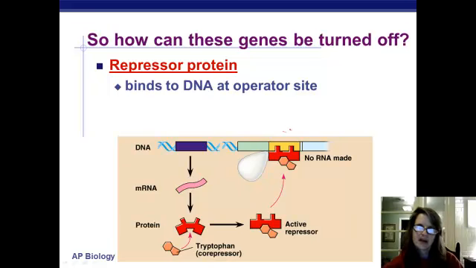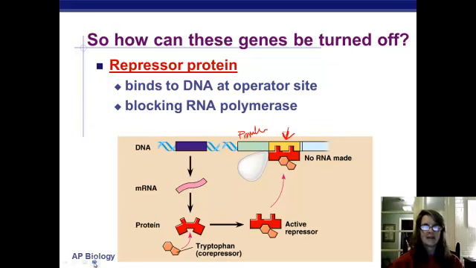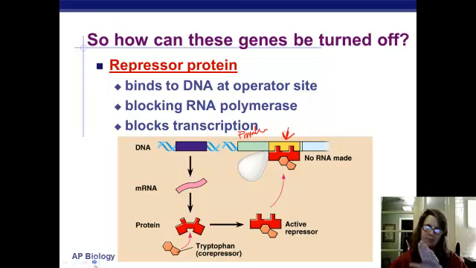Now notice that the operator, which is in yellow, comes right after the promoter, which is where RNA polymerase would bind. So it basically just blocks the way. It's like an elephant sitting on the DNA, and it's not going to let anything through. And that means if that operator is occupied with a repressor protein, then we're not going to make any RNA as long as that's sitting there.